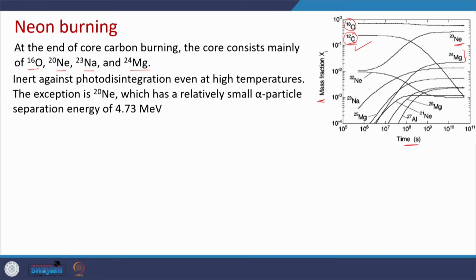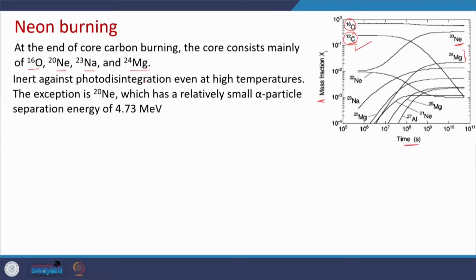All right. Now, see, they are inert against photodisintegration even at high temperatures. Now, the temperature scale is going higher, right. At these temperatures, either photodisintegration has to be initiated or the capture of lighter particles has to happen. However, oxygen 16, sodium 23 and magnesium 24 are inert against photodisintegration even at high temperatures. And the exception is neon 20. Why is it so special?